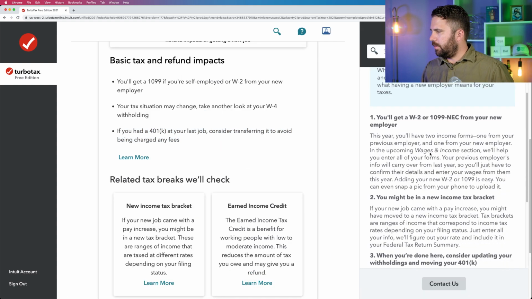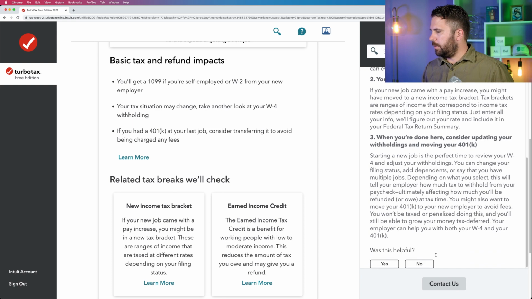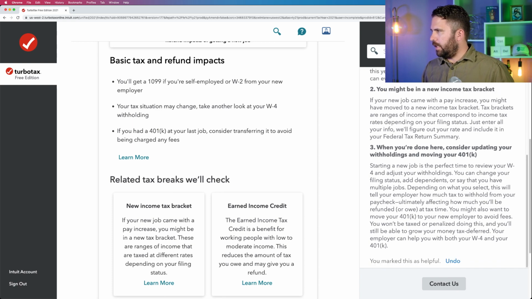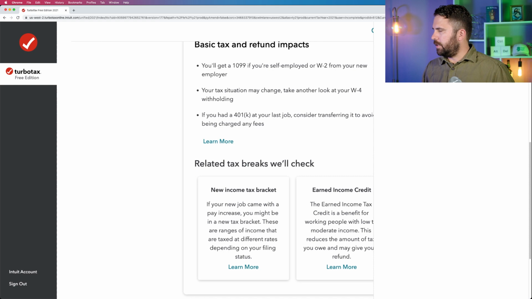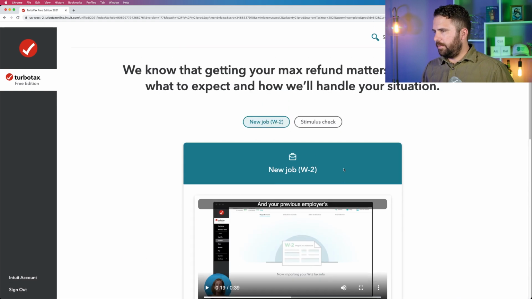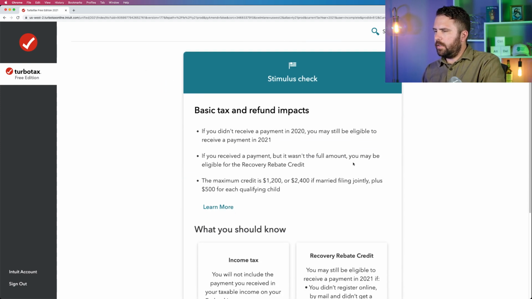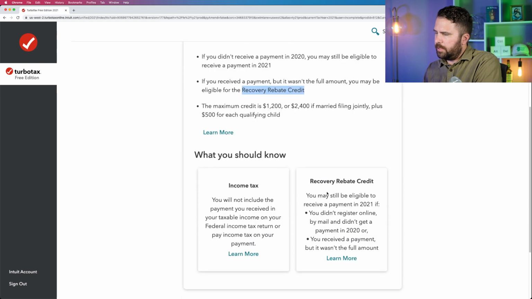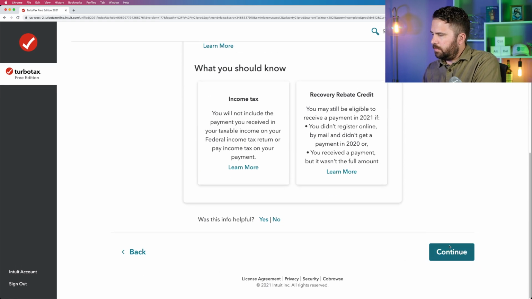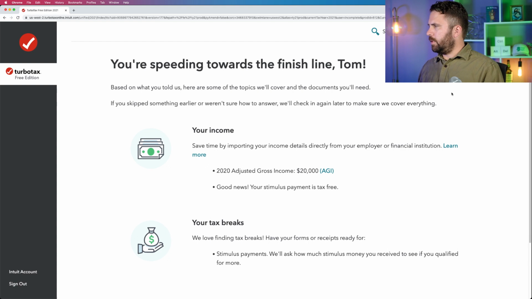Okay, and yeah, I actually like this. They're focusing more on education, so that is a new plus in TurboTax's book this year. It looks like they have stimulus check information as well. They talk about the recovered rebate credit, which is the credit you get if you didn't get your full stimulus amount. So cool. All right, good job, TurboTax.